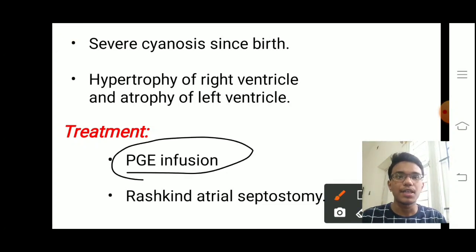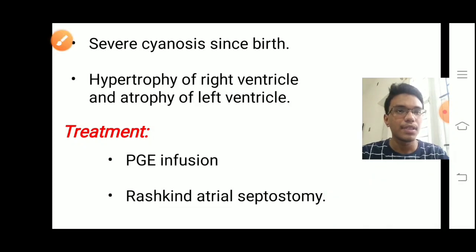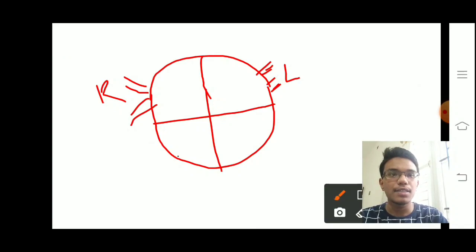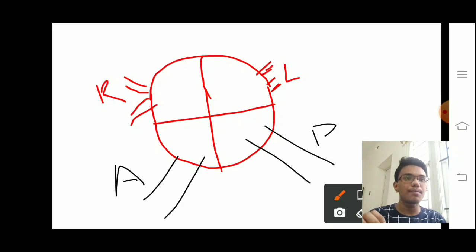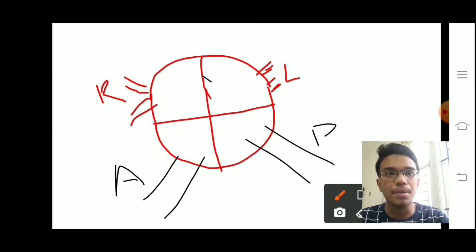What is the second option? There is something called Rashkind atrial septostomy. What does it mean? You can see here, this is the aorta and this is the pulmonary trunk, right? And what you are doing here is creating a hole, that is, you are creating a potential gap in the atrial septum.